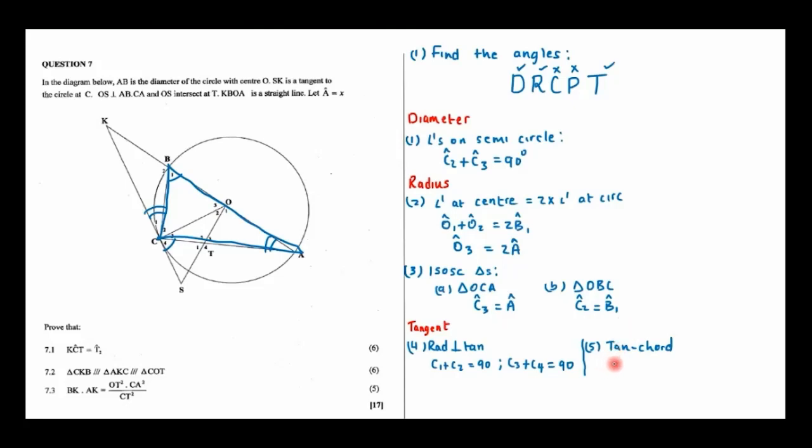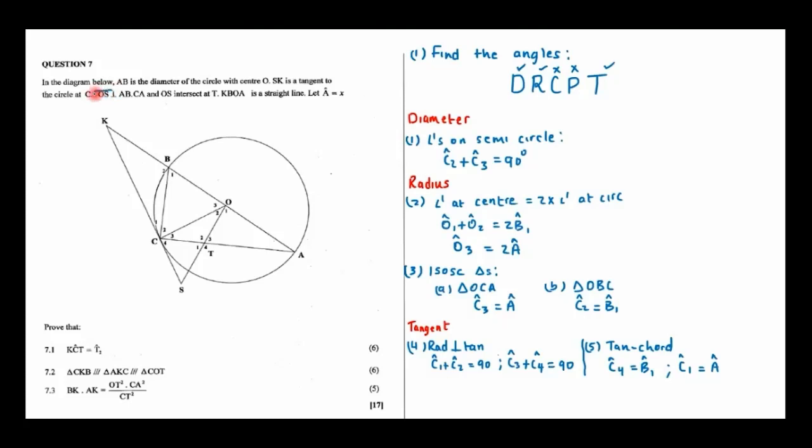So the tan chord, since it's just one, I'm just going to leave it as C4 is equal to B1, right? And also C1 is equal to A, like that. Okay, so now we have found all the angles. Because we have found all the angles based on the theorems, it means that we need to ask ourselves, was there any extra information that we were given there? And yes, there was.